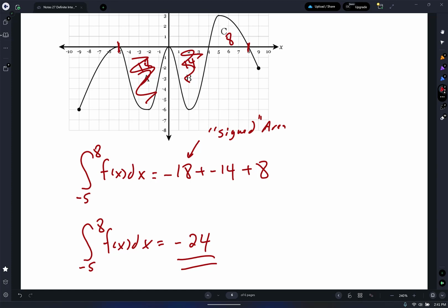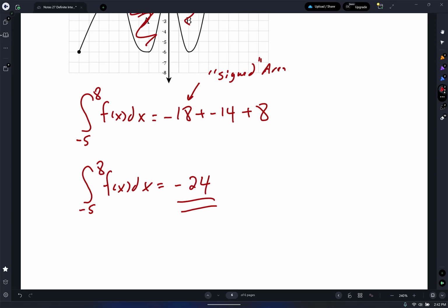What's signed area? Well, area itself can never be negative. So because you're below the x-axis, that's why I called it signed area. Does that make sense? The area itself can never be negative, but because it's below the x-axis, we're going to call it negative. How do we feel, guys?